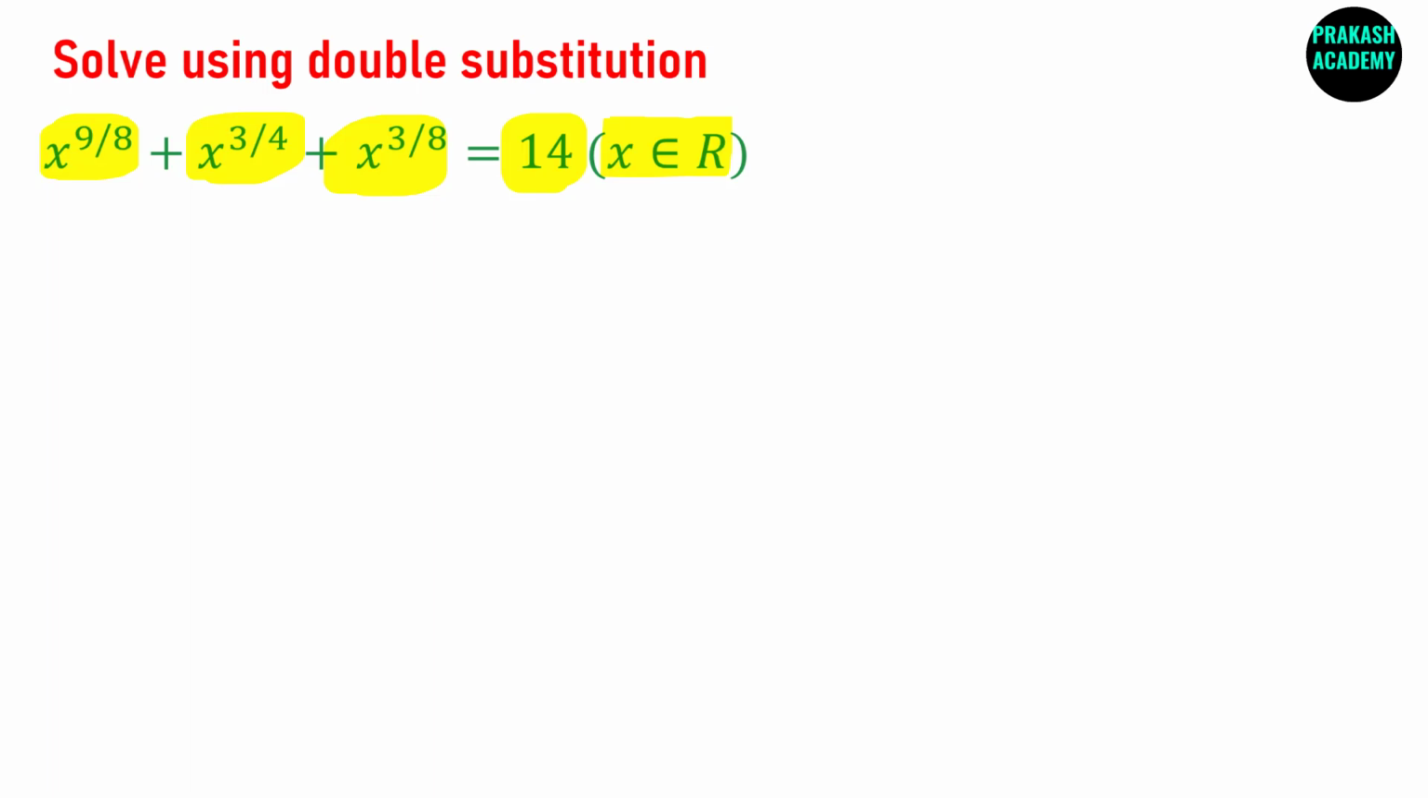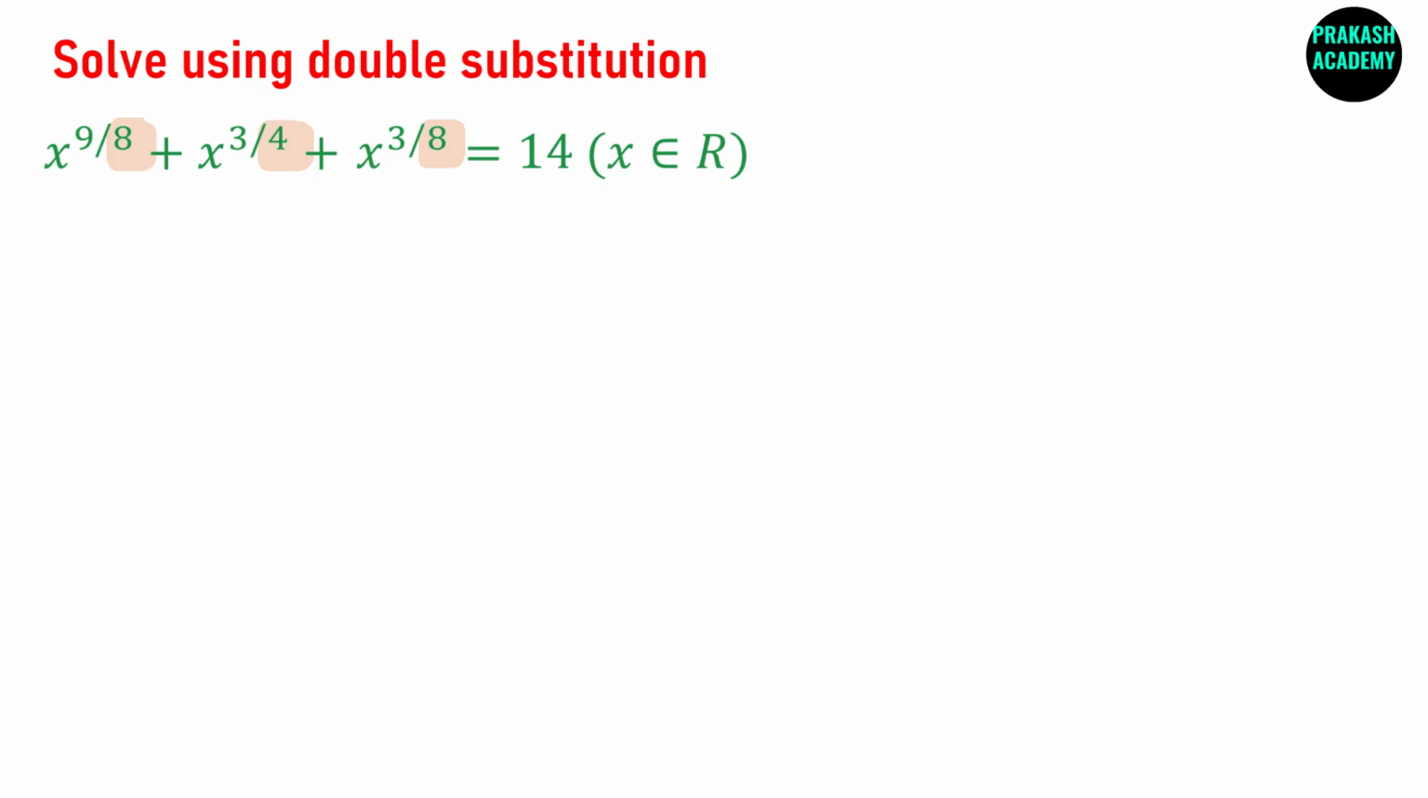If you look closely at this problem, you can first observe that the powers are fractions: 9 by 8, 3 by 4 and 3 by 8. The second thing you can observe is that these powers are different. Neither the numerator is the same nor the denominator. In this case the denominator is 8, in this case 4, and in this case again 8. So how will you solve this problem?